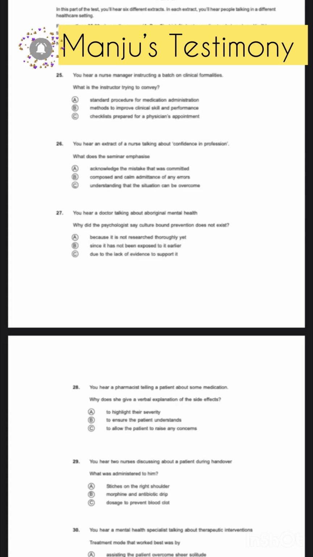Part B. In this part of the test, you'll hear 6 different extracts. In each extract, you'll hear people talking in a different healthcare setting. For questions 25 to 30, choose the answer A, B or C which fits best according to what you hear. You'll have time to read each question before you listen. Complete your answers as you listen. Now look at question 25. Now read the question.